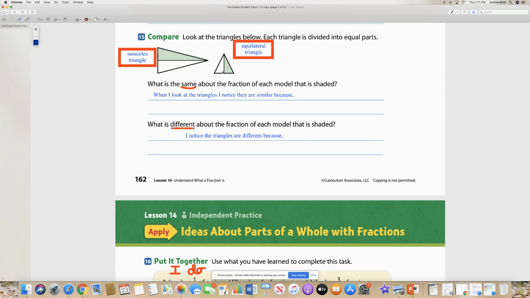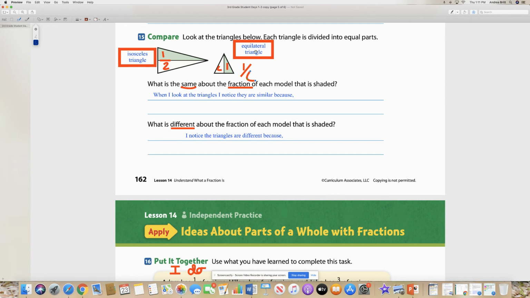But other than that, what is something that is the same about the fraction of each model that is shaded? What's something that is the same about these two fractions? Yeah, there's one shaded here out of two equal parts. So that means the fraction is 1/2. And the same thing is over here. There's one out of two that are shaded. So again, the fraction is 1/2.